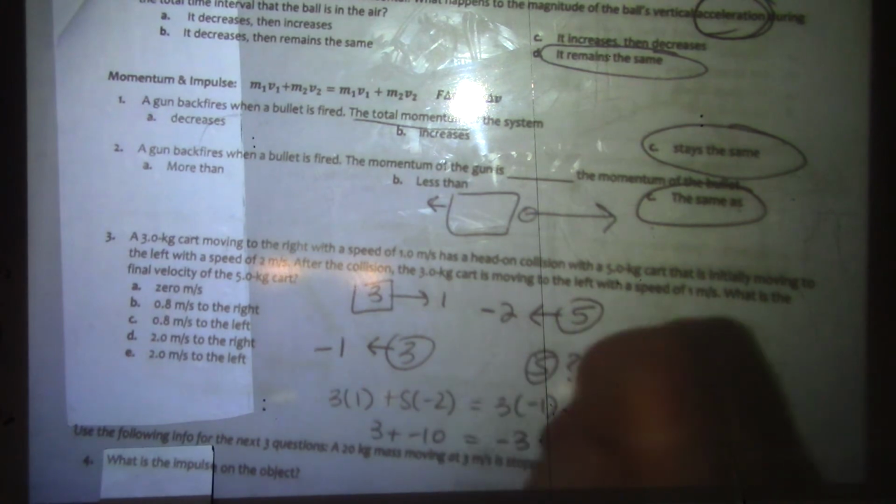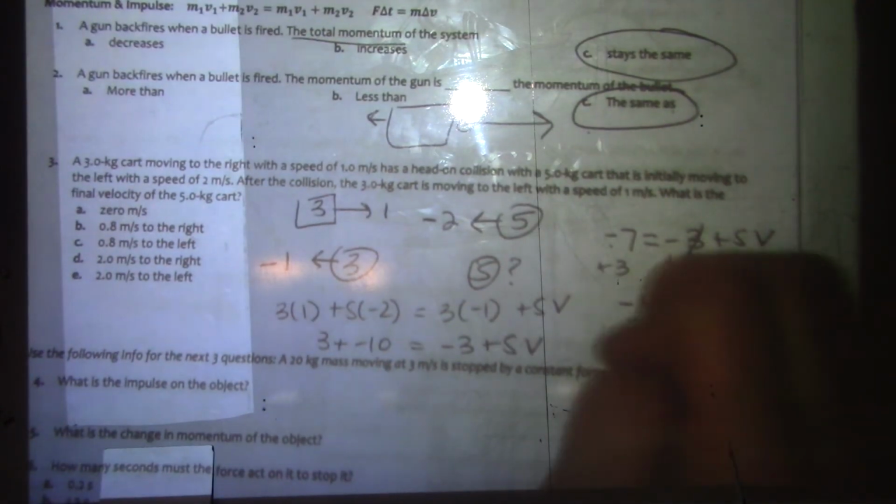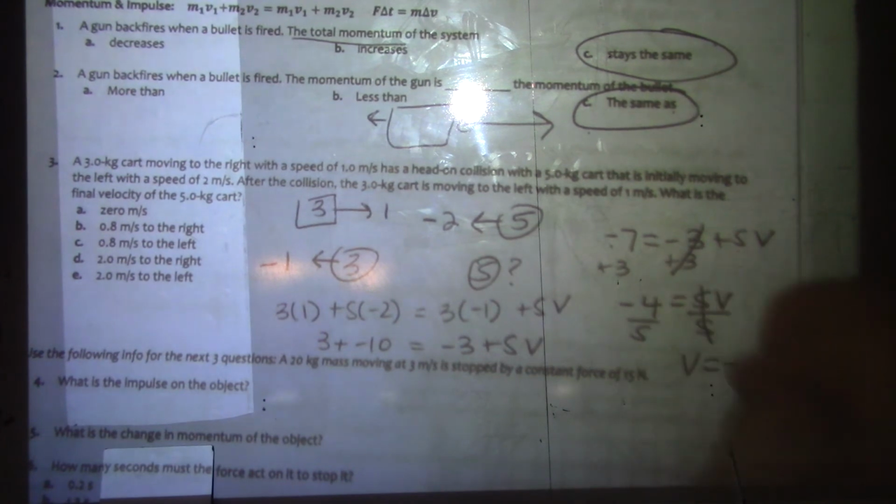Negative 3 plus 5v, so this just becomes negative 7 equals negative 3 plus 5v. Add this over, did I do that right? You get negative 4? Okay, good. So add the 3 over, that gives me negative 4 is 5v. Oops. To get v by itself, we're going to divide by 5. v is negative 0.8.